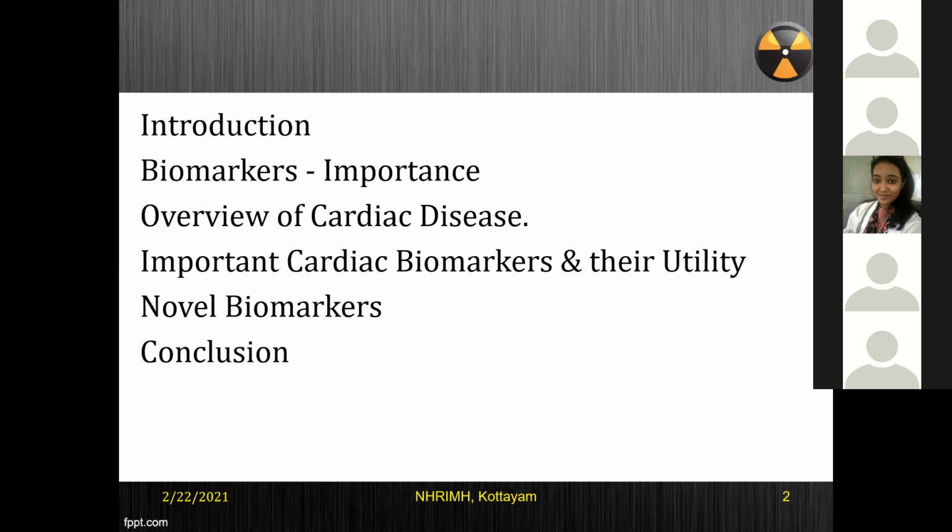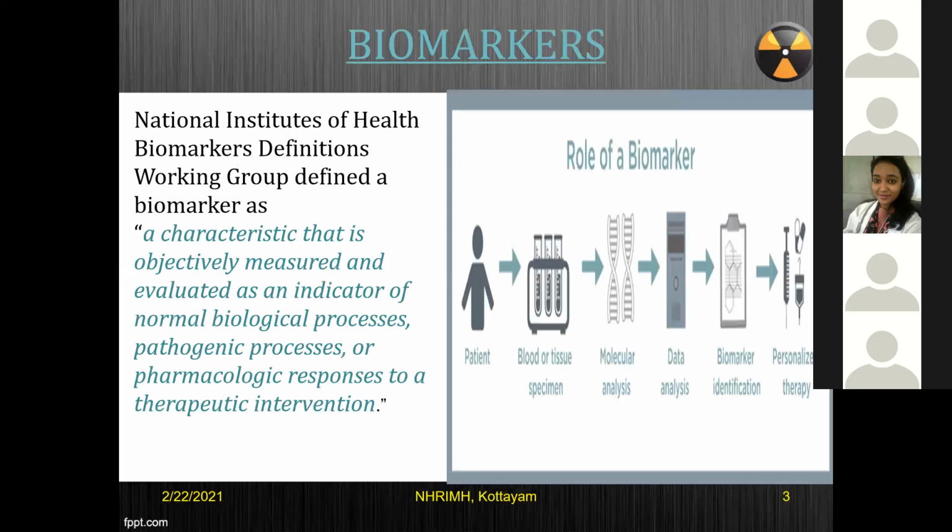So first of all, what are biomarkers? Everyone is hearing this new terminology nowadays, and I want to explain the exact definition. Some people just draw blood and the patient is getting admitted. Some doctors draw the blood and send it for investigation. Some people say it's a serological investigation, some say it's biomarkers. What exactly is it?